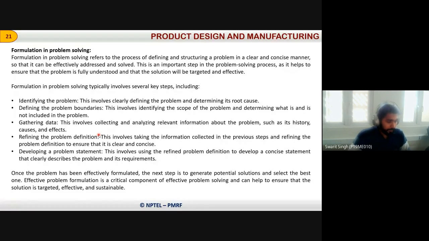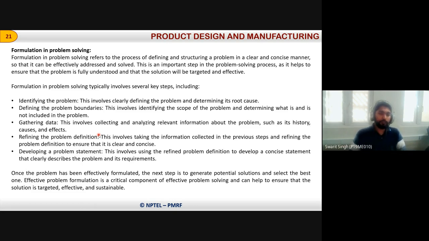Then gathering the data. We have to gather the information about the particular problem. This involves collecting and analyzing the relevant information about the problem, like its history, cause and effect. Then we refine the problem definition. After gathering the information, we take the information collected in the previous step and refine the problem definition to ensure that it is more clear and concise. Then next is developing a problem statement.